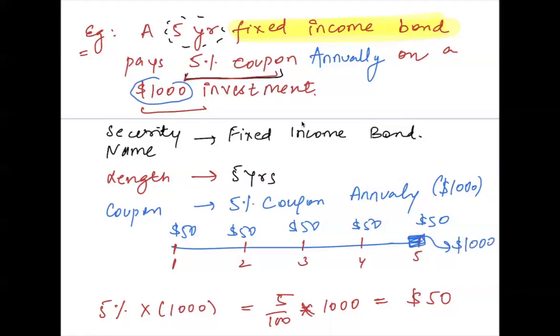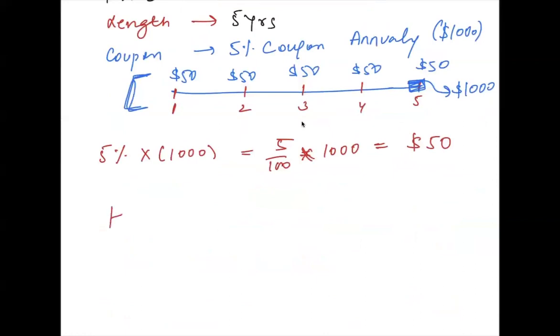Is it clear to everyone? When I say a 5-year fixed income bond pays 5% coupon annually, that means the maturity of the bond is 5 years, and every year it will pay 5% of my investment. My investment is $1,000, so 5% of it is $50. It will pay $50 every year, and in the end, it will pay $1,000. That is what is meant by fixed income. If you remember, what was our term?